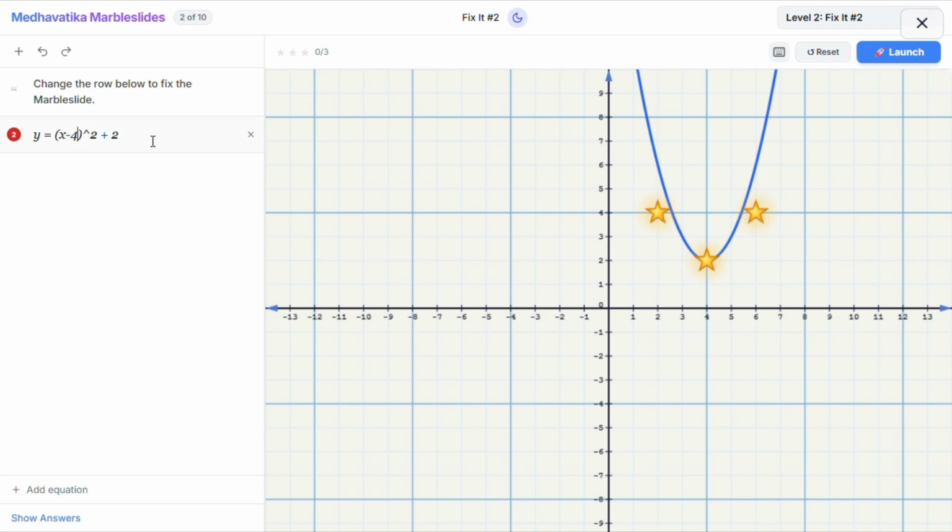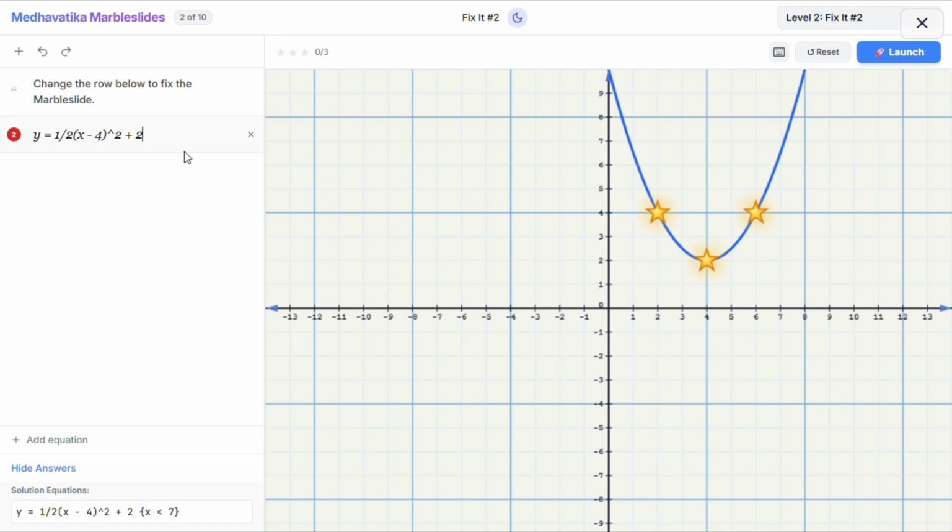Now we encounter a more advanced concept called domain restrictions. Sometimes we do not want the entire line to appear on the graph. By adding a condition in curly brackets, such as x is less than 7, we tell the computer to only draw the part of the graph we need for our slide.